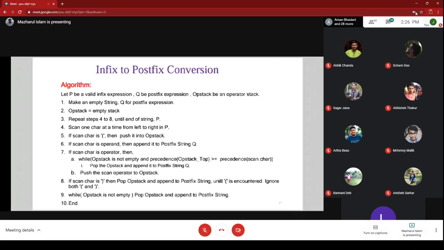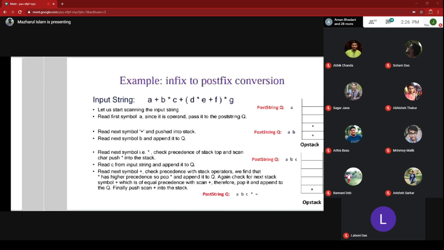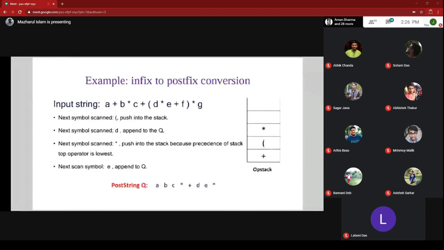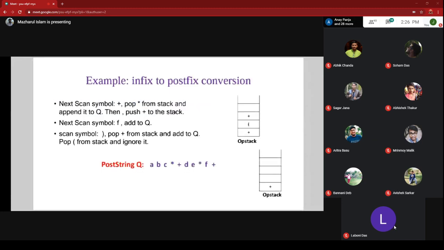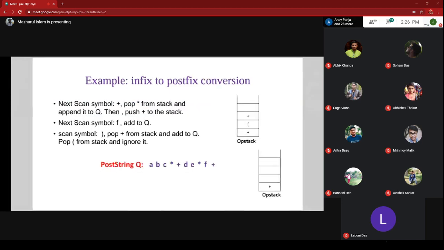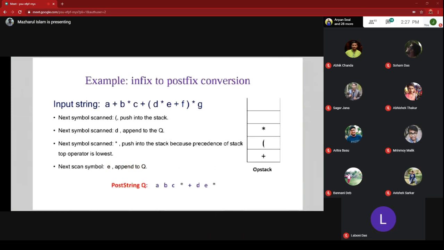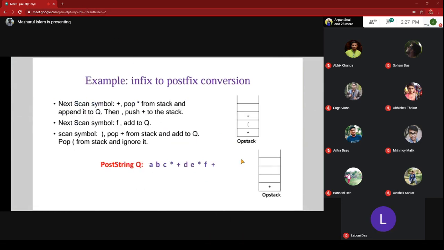So you are popping the multiplication, and you are appending it to the partially constructed postfix string. So this multiplication is popped. After this multiplication is popped, the plus symbol will be here. After it, what is the scan char? F. So again, F will go to the partially constructed postfix string.